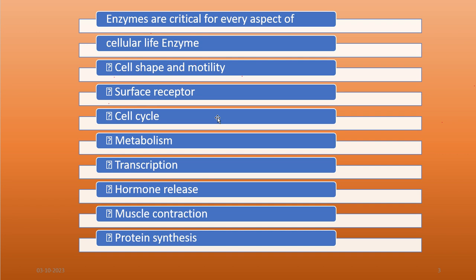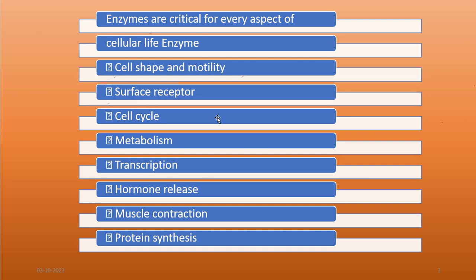So regulatory enzymes are also there. For transcription, you know very well: DNA to mRNA, mRNA to protein. The DNA to mRNA reaction can only be possible with the transcription reactions. Similarly, hormone release.